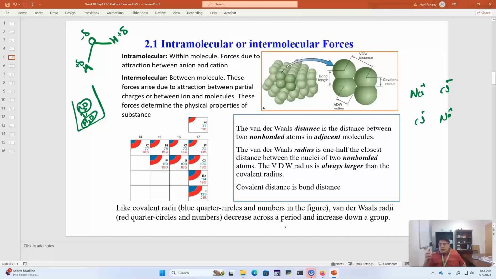Sometimes electrons are moving, right? Because of the motion of the electrons, sometimes more electrons accumulate in one region and fewer in another region for a very small time. So let's say, for example, the water. This is the water.